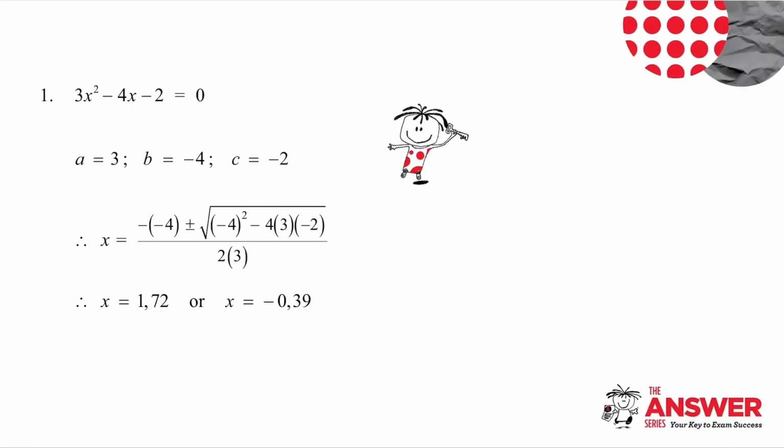In the first example, your a is 3, b is minus 4, and c is minus 2. I substitute it into the quadratic formula, so x equals minus b plus or minus the square root of b squared minus 4 times a times c all over 2a. And then we use a calculator and you get your two answers. Make sure that you can use your calculator and you do get the correct two answers.